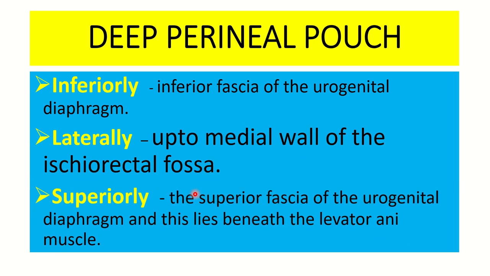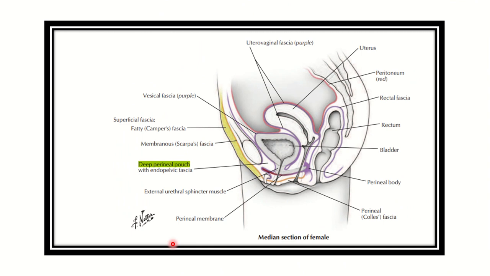And here we can see superiorly the urogenital diaphragm, and this lies beneath the levator ani muscle. So this boundary: the inferior fascia of the urogenital diaphragm or perineal membrane, laterally up to the medial wall of the ischiorectal fossa, and superiorly it is the superior fascia of the urogenital diaphragm, which lies beneath the levator ani muscle.